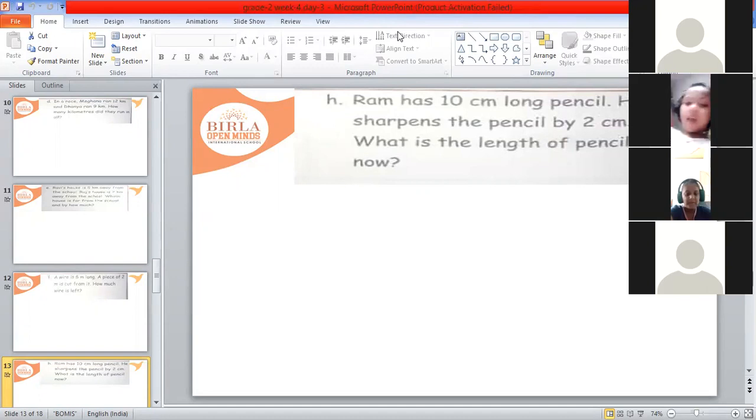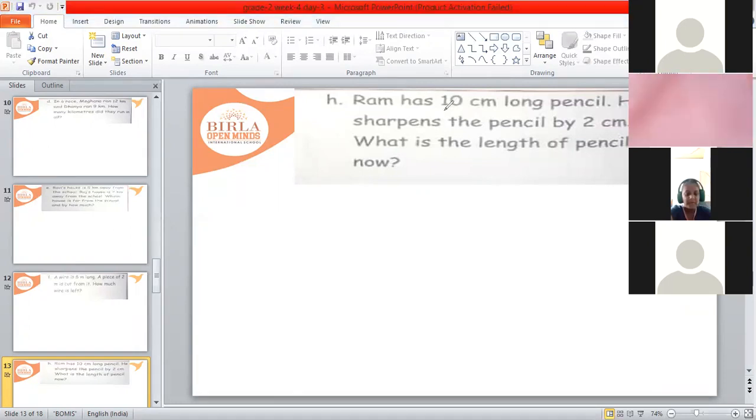Now, next question is, Ram has 10 centimeter long pencil. There's one boy Ram, he has 10 centimeter long pencil. He sharpens his pencil by 2 centimeter. Now they are asking what is the length of the pencil. You all have pencils, right? Whenever you will sharpen your pencil, what will happen? It will become small. Yes, if you will sharpen your pencil, then its length will decrease, right?